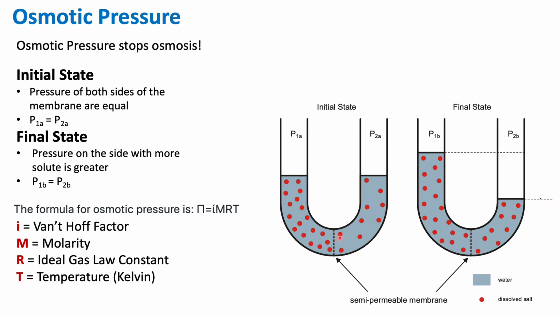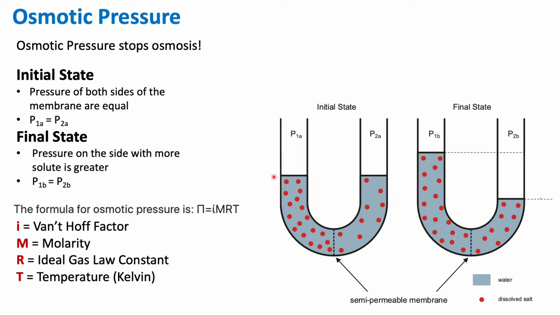So the water is going to move towards the left through that semi-permeable membrane, and the water level is going to increase on that left side, just as we see on this diagram of the final state. So the water is moving towards the area of high concentration to balance out the concentration on both sides.